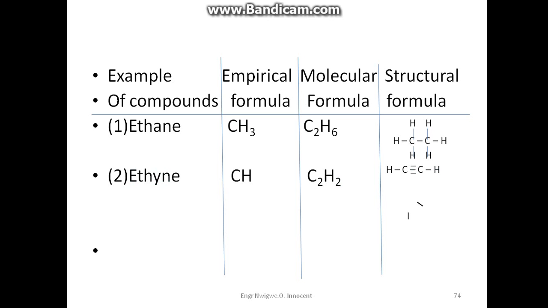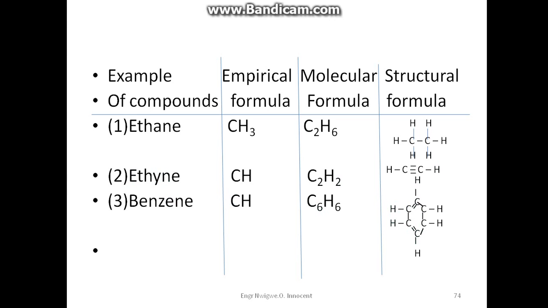While benzene has an empirical formula of CH and the molecular formula of C6H6. Then the carbons are now in a ring structure having a kind of two double bonds in carbon surrounded by hydrogen.